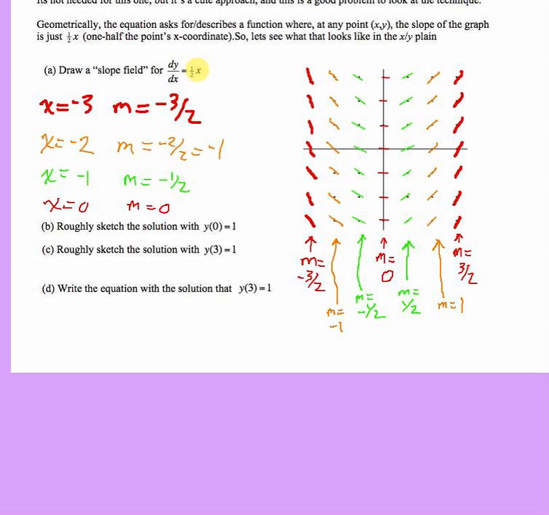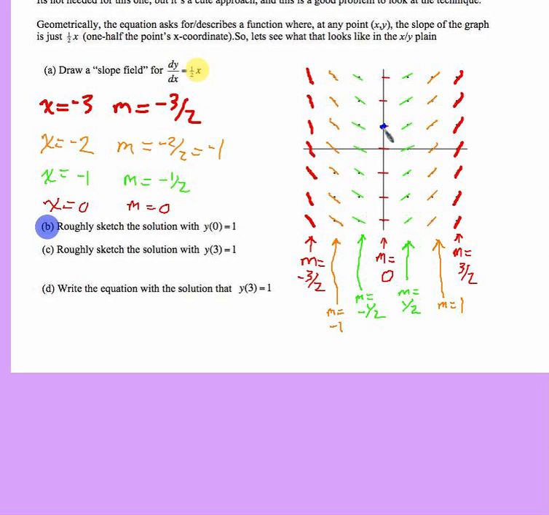All right, so again, this in here is what we refer to as a slope field. Now what the slope field allows us to do is something like problem B here, which is we're going to take and roughly sketch out the solution when our function has an x value of 0 and a y value of 1. So that means that it would be right here.